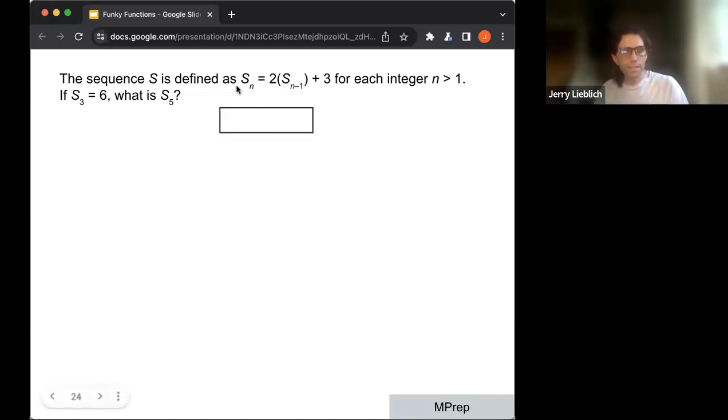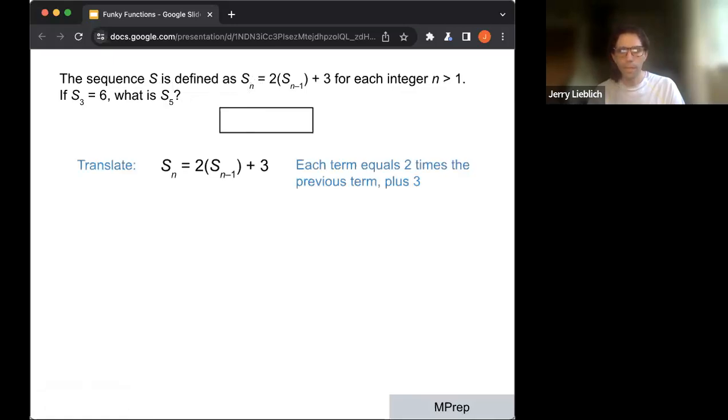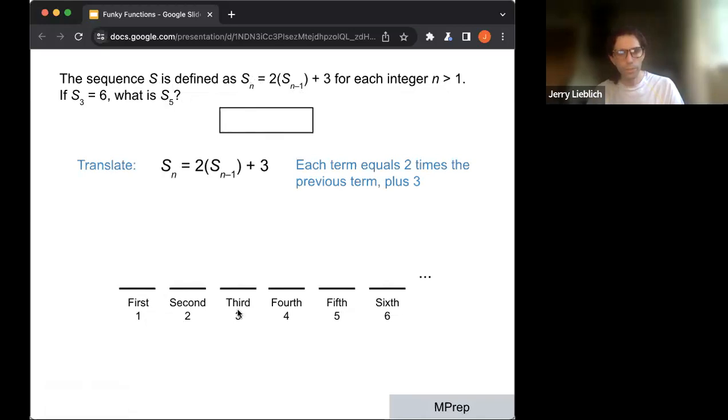So we've got this sequence, which they define for any integer n greater than 1. And they tell us S3 and ask for S5. All right, well, what do we do with this? They're saying this is a sequence where each number, you take the previous number, multiply it by 2, and add 3. That's all that means. So we can think about kind of listing out the different numbers.